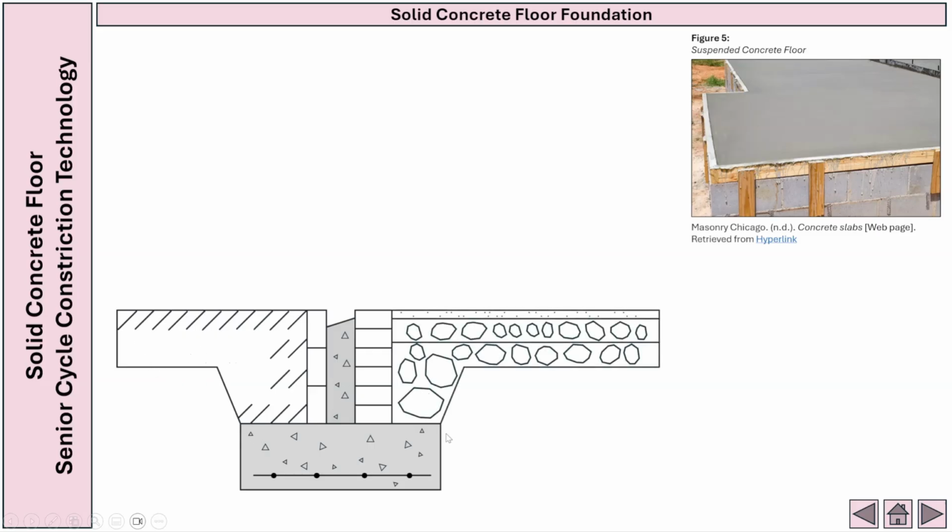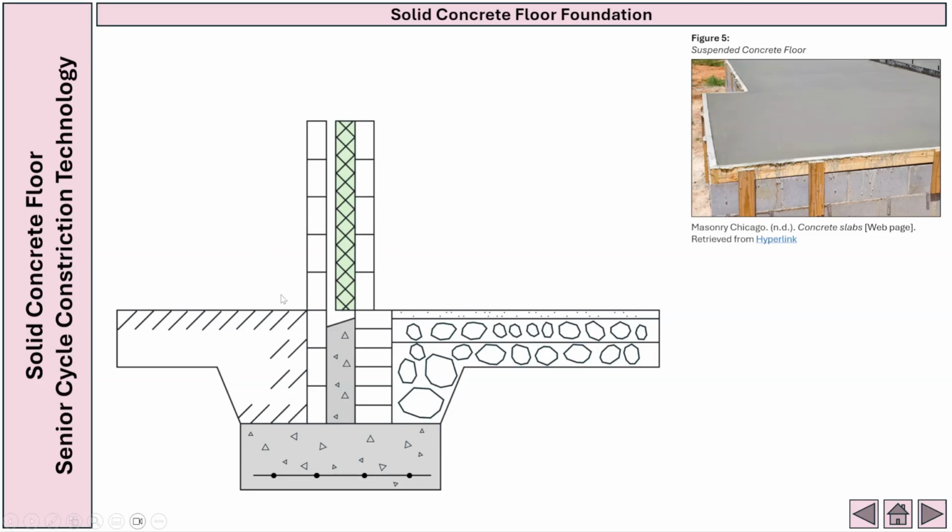On the right hand side we're going to complete our hardcore. It's going to be 150, 150, and then on top of that we're going to have our 40 blinding indicated by our dots here. Next we're going to complete our 350 cavity construction. So we've got our external leaf, cavity, insulation and internal leaf here. So 100, 50, 100, 100.